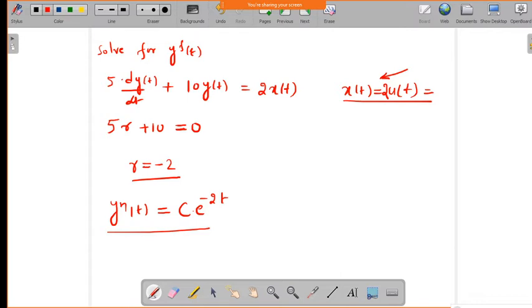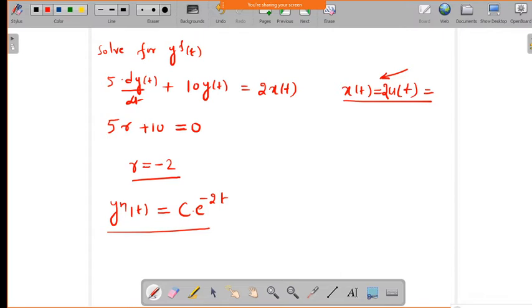So what is x of t? x of t we take as 2 into u of t. u of t is nothing but 1 for t greater than 0, because we are applying the input to the system for t greater than 0. Now you solve for k. If you differentiate a constant with respect to t, it becomes 0.